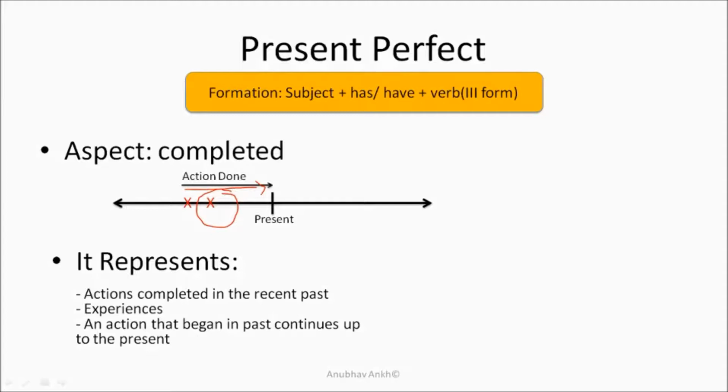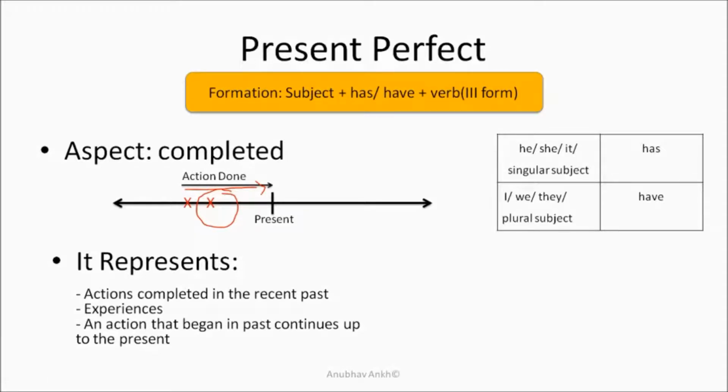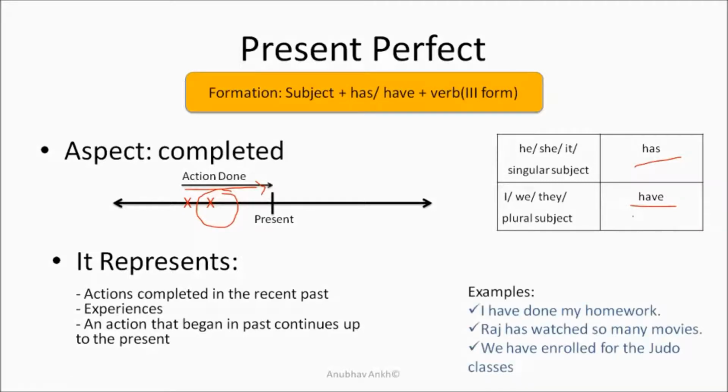An action that began in past continues up to the present. Clear? Let's see a few examples. Before looking at the examples, let's see how the helping verbs are used. The helping verbs here are has and have. Clear? So with he, she, it and singular subjects we use has. With I, we, they, you and plural subjects we use have. Let's see a few examples.